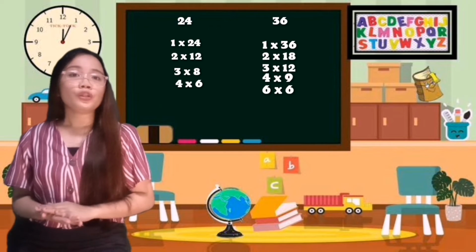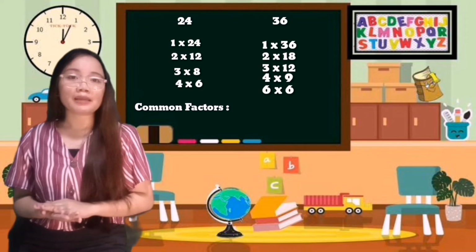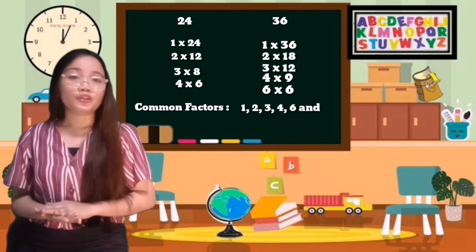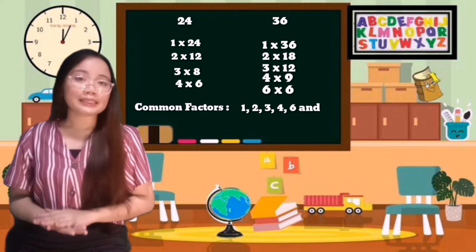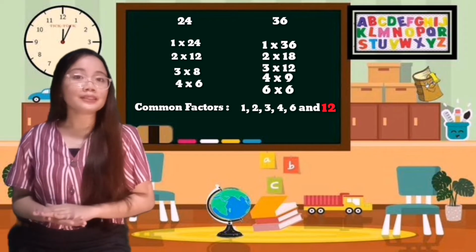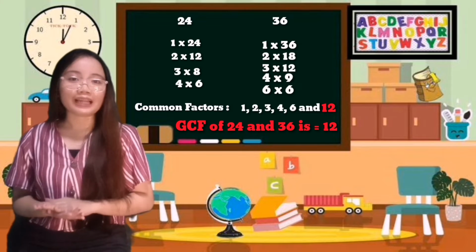The next thing we need to find is the common factors, or the numbers that are the same between the two. There are the 1, 2, 3, 4, 6, and 12. And the greatest among them is the number 12. Therefore, the GCF of 24 and 36 is none other than 12.